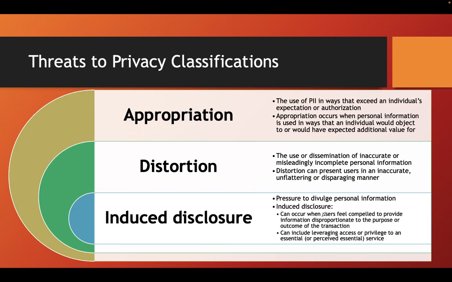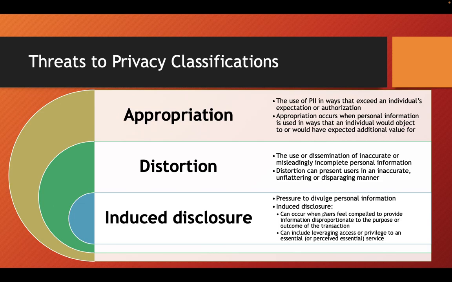When your information is used in a way that you would not like, or you would have expected additional value for, or you would have asked, if they are using your information beyond your initial agreement, you expected that they pay you for this. When this doesn't happen, they don't pay you, but they go ahead to use your information beyond your agreement. This is called appropriation. It's a threat to privacy. It's one of the classifications of the threats to privacy.